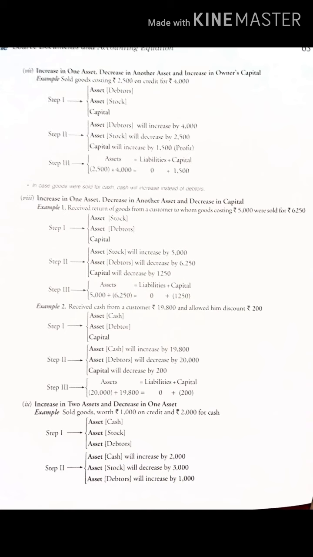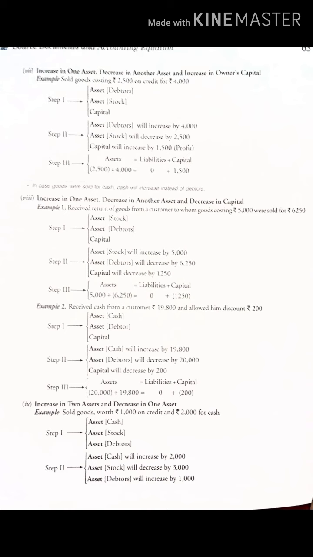Now adding to the last video, let's understand a few more examples. First, in this video, we have increase in one asset, decrease in another asset, and increase in owner's capital. So we are going to connect three things: increase in one asset, decrease in another asset, and increase in owner's capital. Now for example, sold goods costing rupees 2500 on credit for 4000.